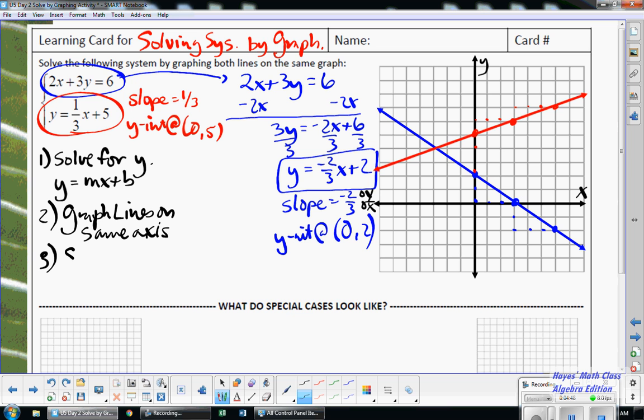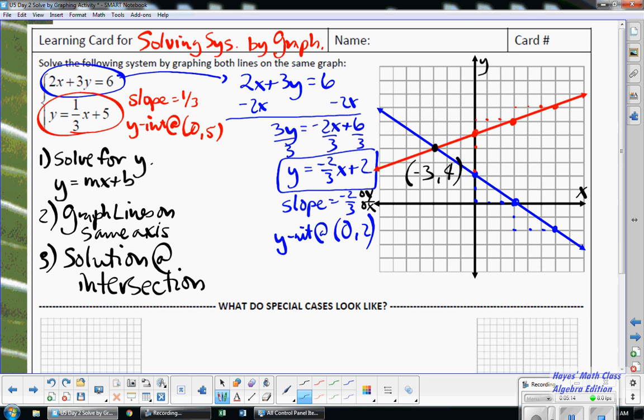So your solution is at the intersection. So in this case here, your intersection is right there. And the two places where people make mistakes on this, because they kind of let their brains go on vacation, is that they goof the slope up, or they also reverse the two coordinates of the point of intersection. So be careful of that.